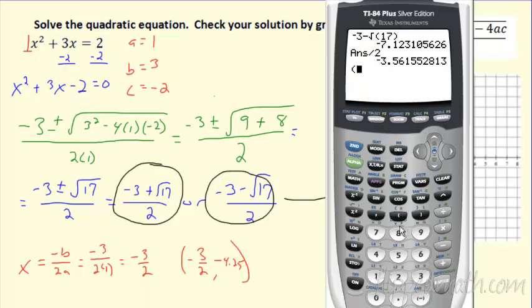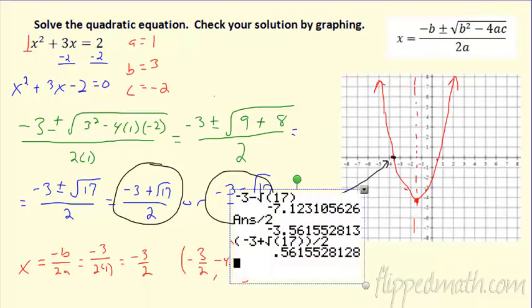And then if you want to do it in one step, you can go negative 3 plus the square root of 17. Just make sure you're dividing the whole top, so use those parentheses. That's divided by 2. I don't care how you do it, as long as you get the right answer. So here are my two answers.